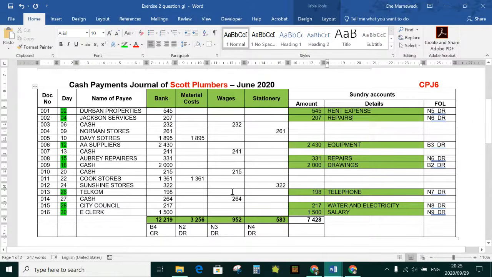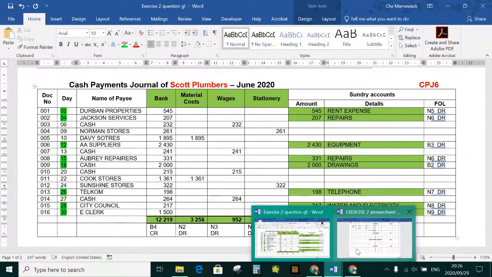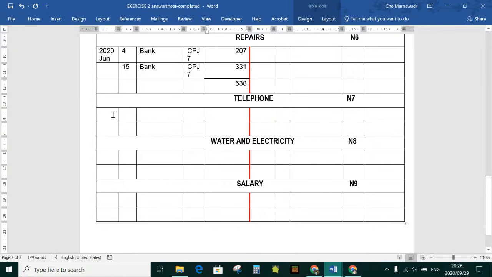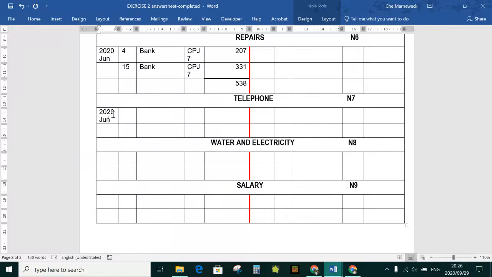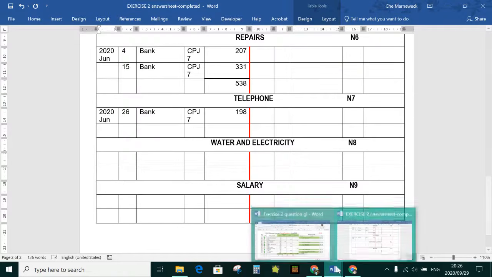Telephone is in sundry, so we take the information on the specific day. It's 198 Rand. It's going on the debit side. Go to our answer book, telephone, 2020, June 26. Where did the money come from to pay for our telephone account? What is the partner account? Bank. What is our journal code? CPJ7. What is the value that we spent? 198 Rand.